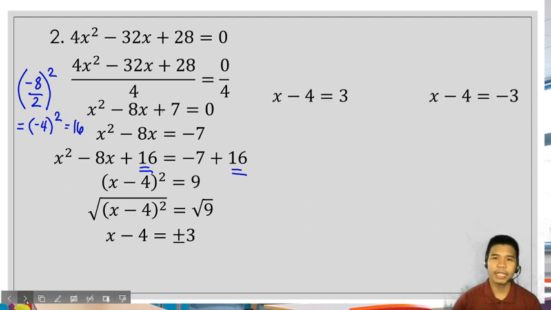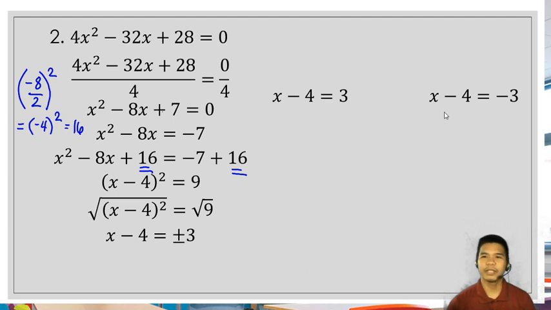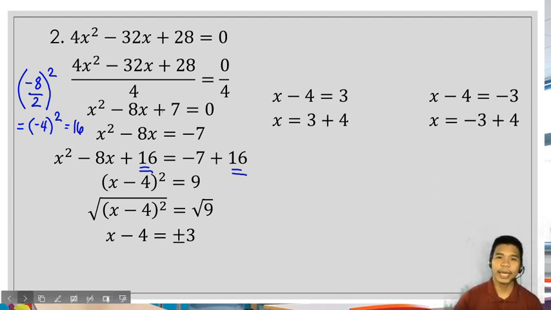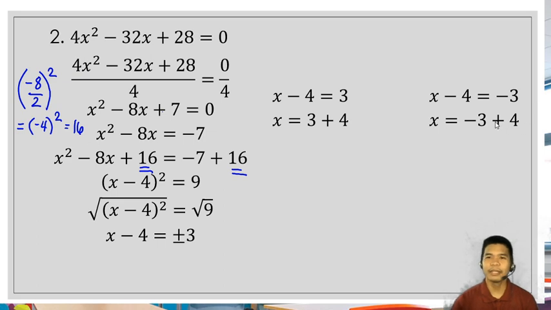And then pag-iwalayin natin yan, x minus 4 is equal to positive 3. And then the other one is x minus 4 equal to negative 3. And then, lipat lang natin yung negative 4. So, magiging 3 plus 4. The same with the other side. Negative 4, lipat sa kabila. Magiging plus 4.